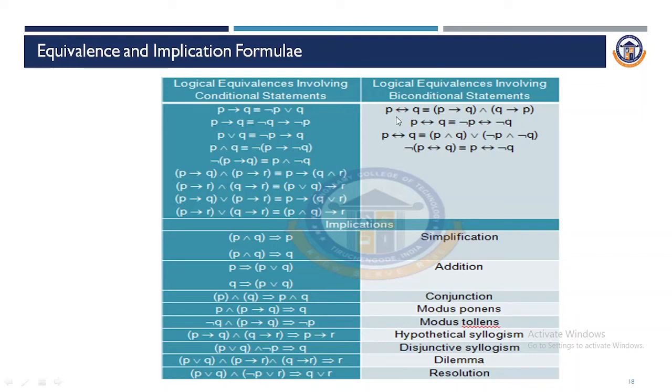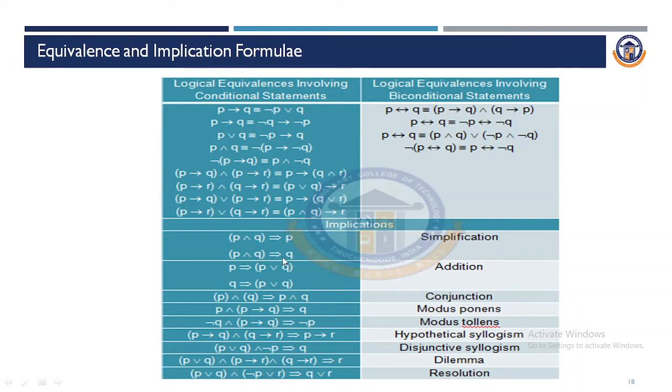Then biconditional equivalent formulas. P biconditional Q is equivalent to P conditional Q and Q conditional P. P biconditional Q is equivalent to negation P biconditional negation Q. Right? P biconditional Q is equivalent to P and Q or negation P and negation Q. Negation of P biconditional Q is equivalent to P biconditional negation Q. Right.